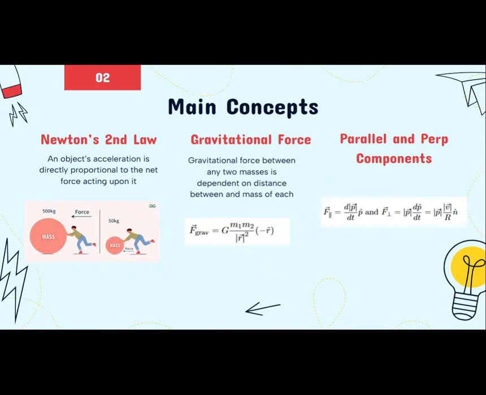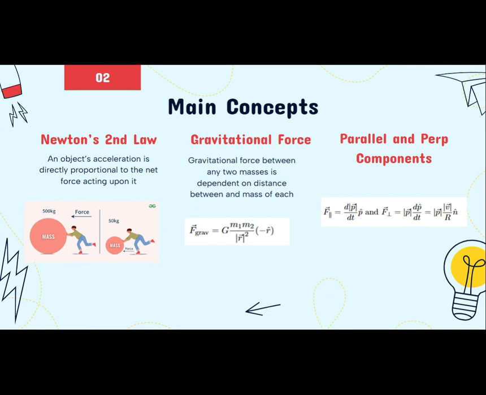Some key concepts that we'll cover include Newton's second law and gravitational force. Newton's second law states that an object's acceleration is directly proportional to the net force acting on it and inversely proportional to its mass. This helps us update position with kinematic update formulas. Gravitational force describes the attraction between any two masses. Its magnitude is dependent on two key factors: the mass of each object and the distance between their centers.